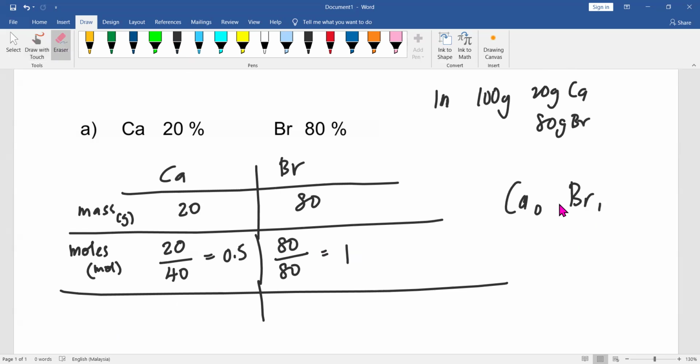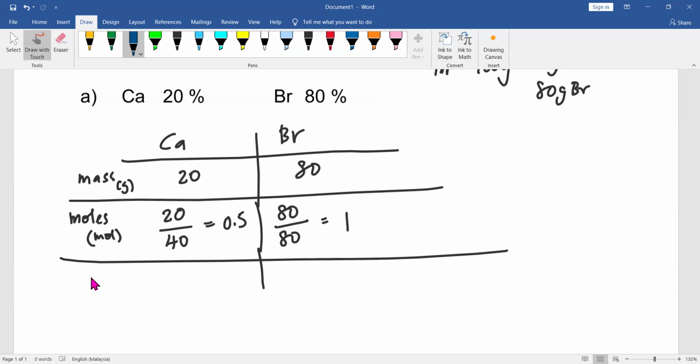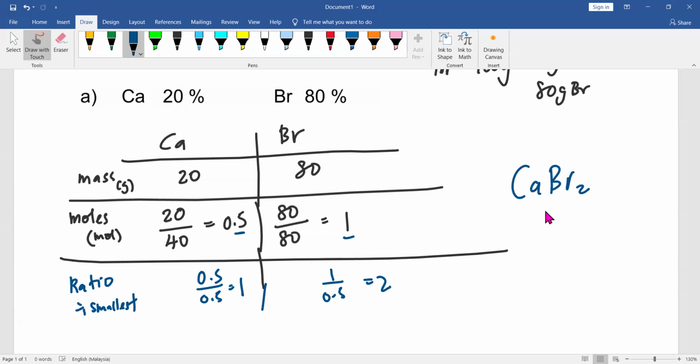So how do you find the actual ratio? This one you can see is 1 and 2, but let's say it's funny numbers. What do you do? You always divide by the smallest number. Who is smaller, 0.5 or 1? 0.5. So you take 0.5 divided by 0.5, you get 1. You take 1 divided by 0.5, you get 2. Ta-da! CaBr2. That's it. Empirical formula.